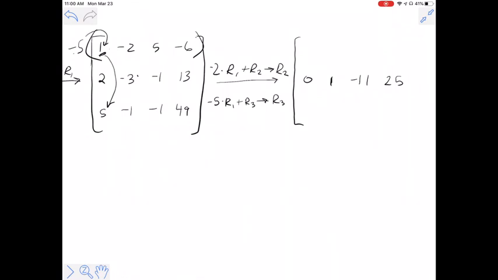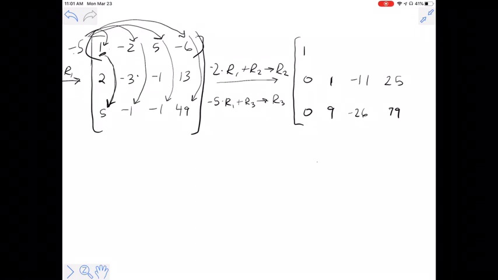So -5 times 1 is -5, -5 plus 5 is 0, and then -5 times -2 is 10, and then 10 plus -1 is 9, -5 times 5 is -25, and then -25 plus -1 is -26, and finally -5 times -6 is 30, and then 30 plus 49 is 79. Okay, row 1 is going to stay the same.